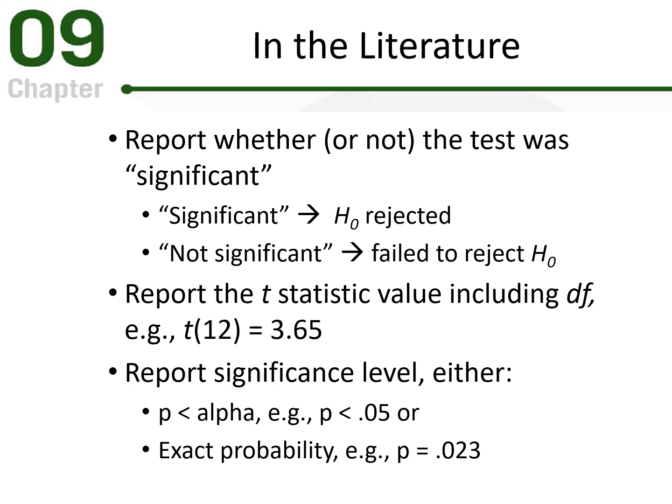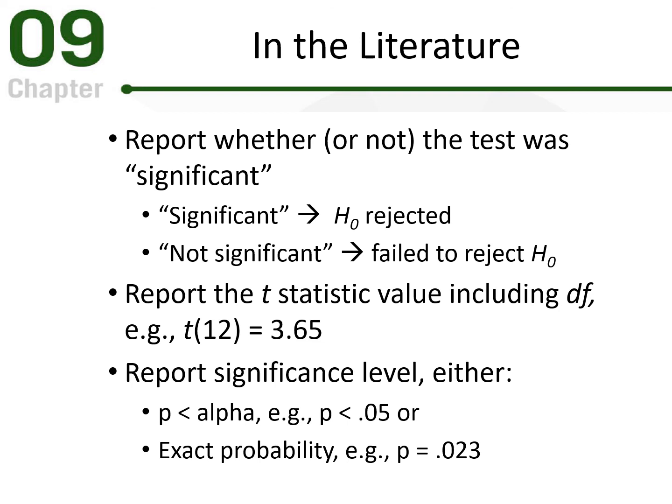And then once you've run the test, you're going to report it in the literature. So you may say that you found a significant difference, which is another way of saying that the null was rejected. Or you'll say that it was not significant, which is another way of saying you failed to reject the null. And then you're going to report the t-statistic. So it's t, the degrees of freedom are in parentheses, equals the value that you got from calculating the t-statistic.